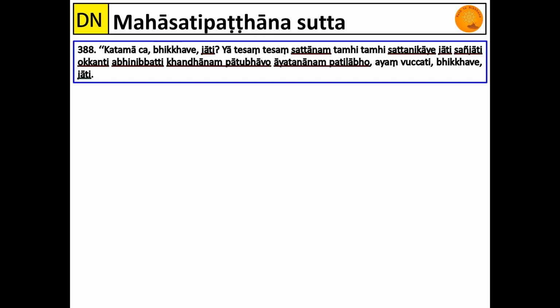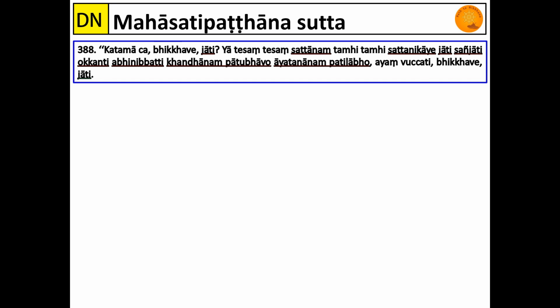Then in the Mahasatipatthana Sutra, we are talking about the same thing now, the Jati Dhamma. We are trying to understand how a suffering is created through Jati Dhamma. So in the Mahasatipatthana Sutra, Digha Nikaya 2, Katamacha Bhikkave Jati. They are asking the same question. Ya tesan sattanam tamhi satta nikaye jati sanjati okkanti abhinibbanti khandhanam patubhavo ayatanam patilabho ayang uchchati bhikkave jati. Now they are explaining jati again here.